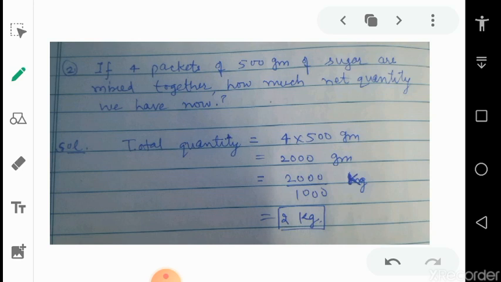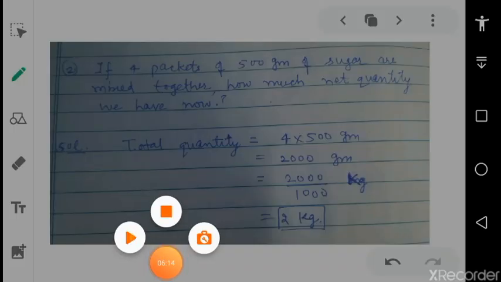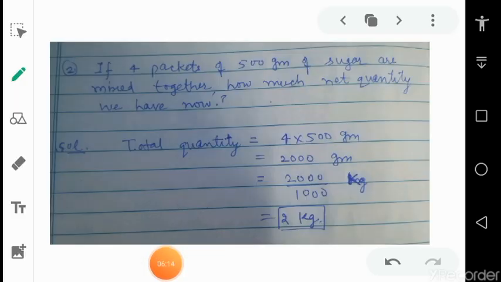It's okay, but 2000 gram can be converted further into kilogram. You must know how to convert gram into kilogram. We divide by 1000, so 2000 is divided by 1000 and we have 2 kg. So we can say if 4 packets of 500 gram each are collected together, we get 2 kg.